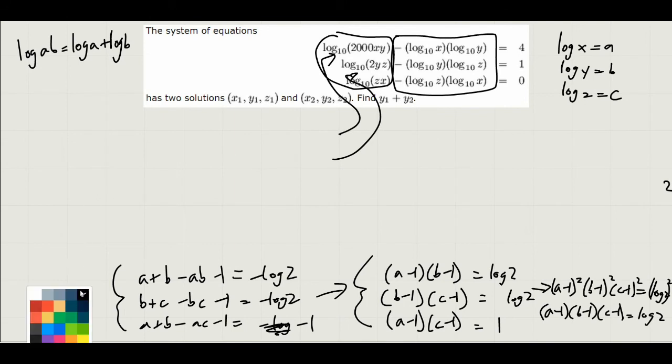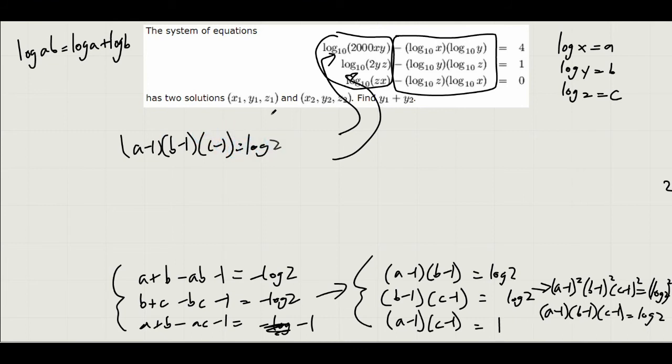Move it a bit. Okay, so where we go from here is, you have this: (a minus 1)(b minus 1)(c minus 1) equals log 2. What we can do now is we notice that we want to find essentially b, which is log y. Log y equals b, so we want to find b. And to find b, we actually divide this equation by this equation, and we get b minus 1 equals log 2. Actually, I'm sorry, I forgot something.